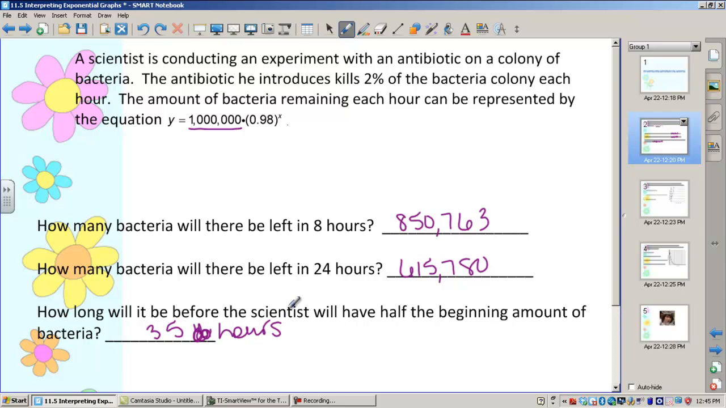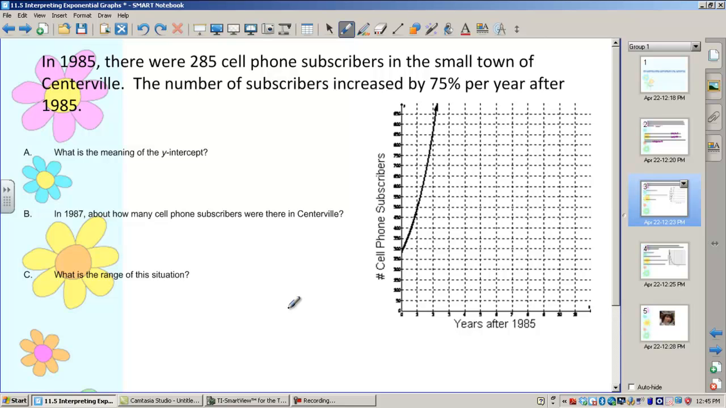So let's do the next question. In 1985, there were 285 cell phone subscribers in the small town of Centerville. That must be a very small town. The number of subscribers increased by 75% per year after 1985.